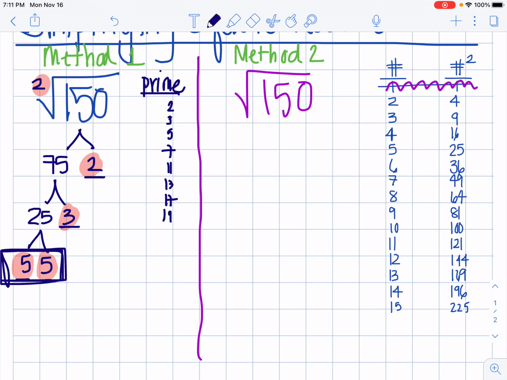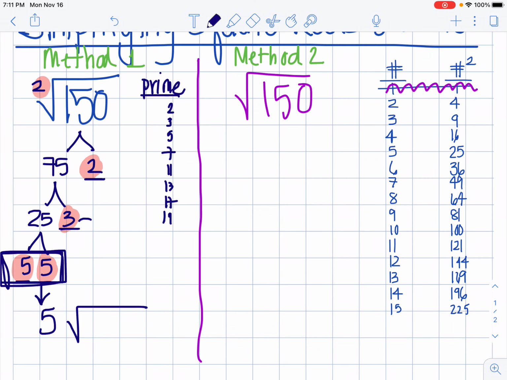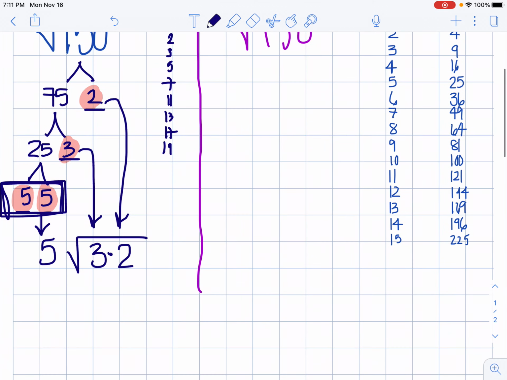So if I have a pair, I'm going to take that outside of my square root and write the number one time. Something that doesn't have a pair, like this 3, goes back inside the square root, and so does this 2. So I write 3 times 2, and multiply the numbers together. I end up with 5 times the square root of 6. And that would be my final answer.